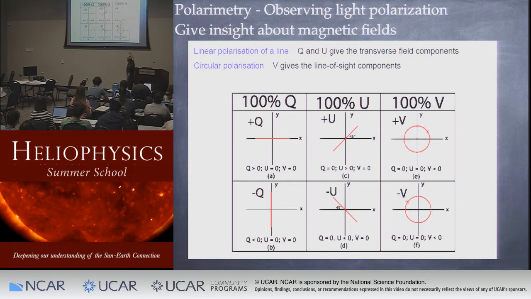And the field can also rotate counterclockwise or clockwise, right or left, around this direction of propagation. Okay? And this is the V Stokes component. And one of them gives us information about the magnetic field in this direction, along the line of sight. And the other one gives us information about the magnetic field in this plane. Okay, so if we measure these components, the linear and circular polarization of the electric field, we can get some information about the magnetic field that exists in that medium.